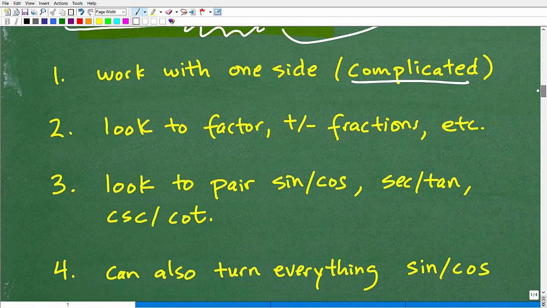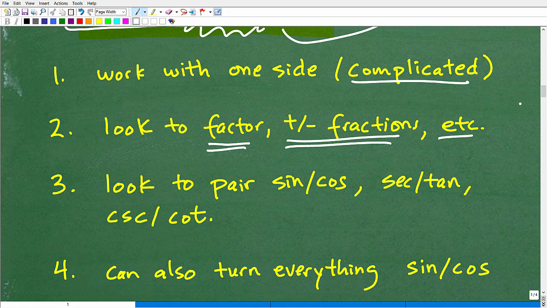The second thing is you want to look for all kinds of opportunities to factor, add or subtract fractions, multiply binomials. There's all kinds of stuff. So you're going to have to look for all kinds of algebraic opportunities. And there isn't any one way to do this. All right, so this stuff just takes practice. But look to factor, definitely look to add or subtract fractions. And again, you'll kind of get a sense, as you progress in the problem, of whether it's taking you in the right direction.